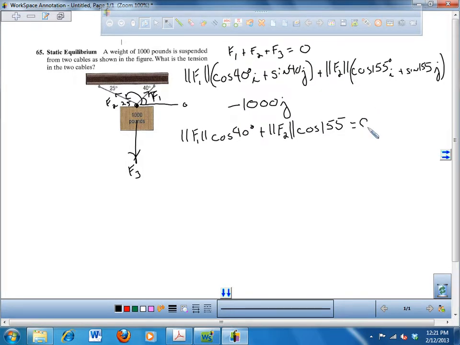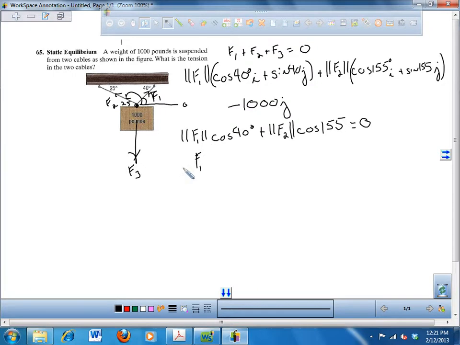No, 0, because it's not moving side to side. See? And so you solve this equation for either force 1 or force 2. So you get that force 1. I don't like to keep writing this magnitude thing because it's a pain in the neck. Oh well, let's just do it.